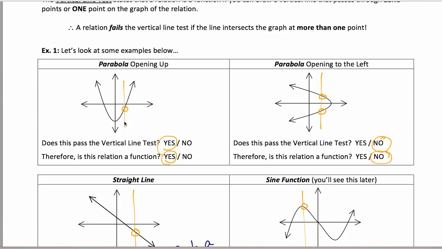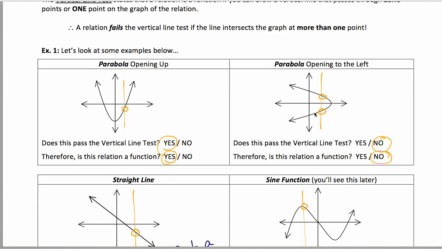If we have a parabola opening up, and here's our x-axis and our y-axis, then if I were to pick some spots and start drawing in vertical lines, any vertical line that I could draw would at most cross over our relation at one point. And so this makes it so that it passes the vertical line test. And if it passes the vertical line test, then the relation's a function.